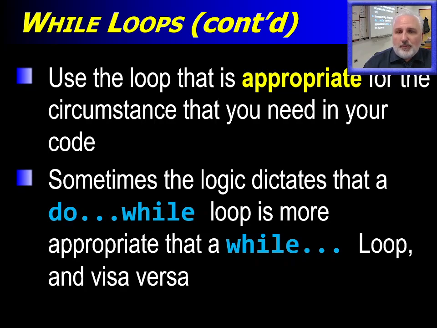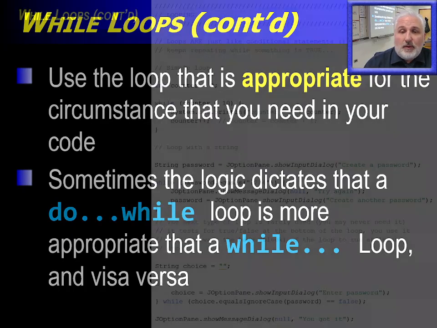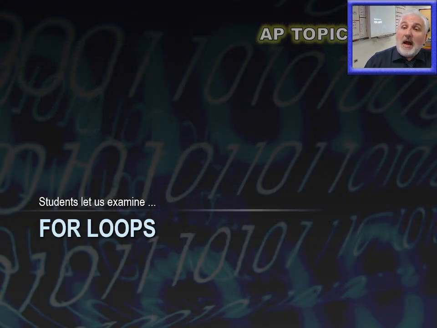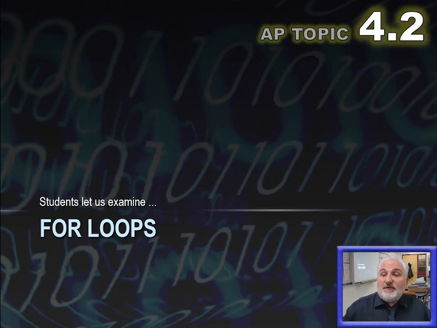Use the loop that's appropriate to your circumstance. So whether you're writing a standard while loop or the do while loop form, it depends on the logic of the program for which you're writing. Content back in the 30S course, you can find examples of a lot of this different style of code in there. And now let's move on to the next topic, 4.2, which is the for loop.